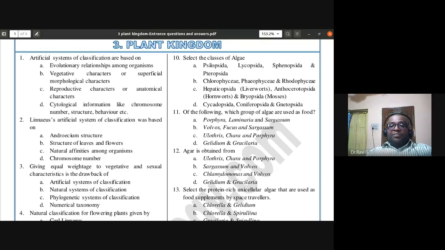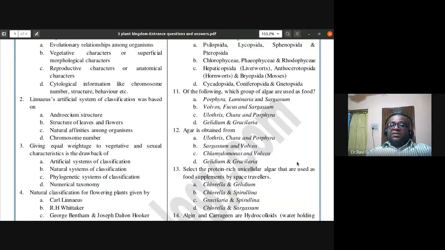See, agar, which is used in the preparation of culture media, the base of this culture media in microbiology labs. So they are prepared using this agar. So from which algae is it extracted? Agar is obtained from, I've already told you, Gelidium and Gracilaria. So 12th one, D is the answer.